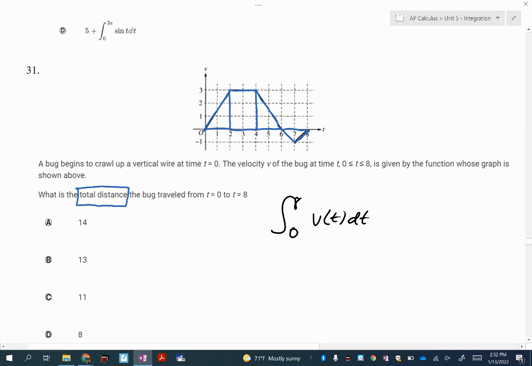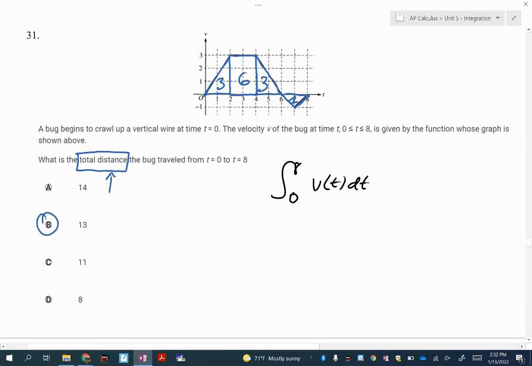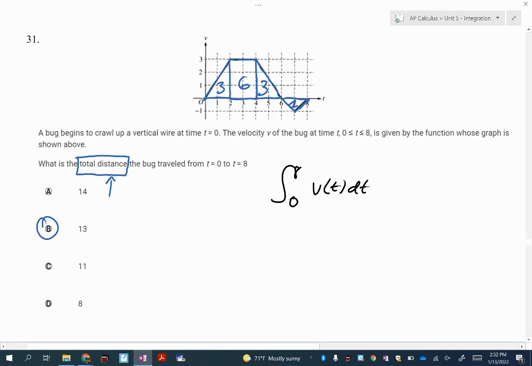So this one is 2 times 3, which is 6, divided by 2 is 3. Then 2 times 3 is 6. Then 2 times 3 is 6, divided by 2 is 3. And this is 2 times 1 is 2, divided by 2 is 1. So 3 plus 6 is 9, 9 plus 3 is 12, 12 plus 1 is 13. The key thing is total distance, we're adding everything, even though one of them is negative. That's it for part 2. When we come back in part 3, I'll be moving into some substitution with number 32.